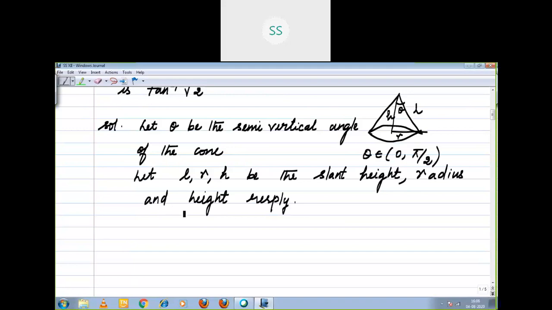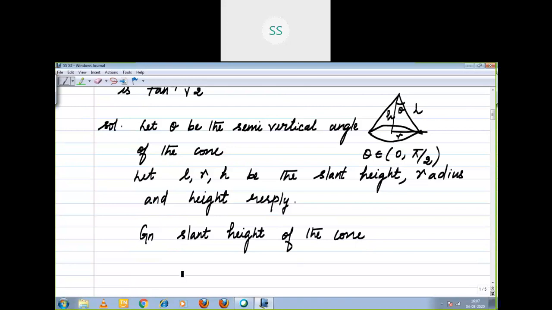Now, they are asking volume. You want to say volume is maximum, so you have to take volume equal to. Before that, you write the slant height of the cone. The slant height of the cone is given, so you are going to consider it as a constant. What is given, you consider as a constant. Height of the cone.